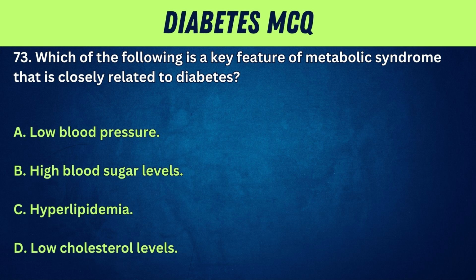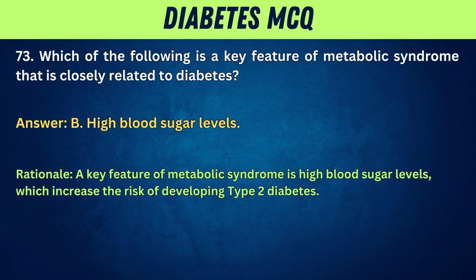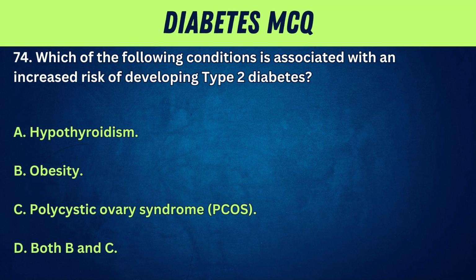73. Which of the following is a key feature of metabolic syndrome that is closely related to diabetes? A. Low blood pressure. B. High blood sugar levels. C. Hyperlipidemia. D. Low cholesterol levels. Answer: B. High blood sugar levels. Rationale: a key feature of metabolic syndrome is high blood sugar levels, which increase the risk of developing type 2 diabetes.